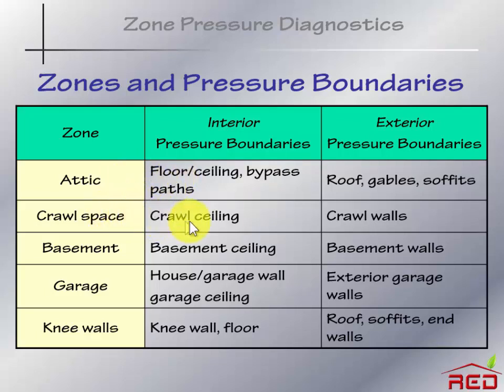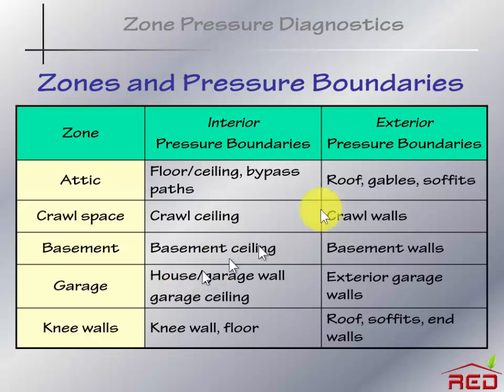For a crawl space, the crawl ceiling is the boundary from the zone to the house. For a basement, the basement ceiling is the boundary from the zone to the house. And of course, for an attached garage, the wall between the garage and the house is the boundary between the garage and the house.